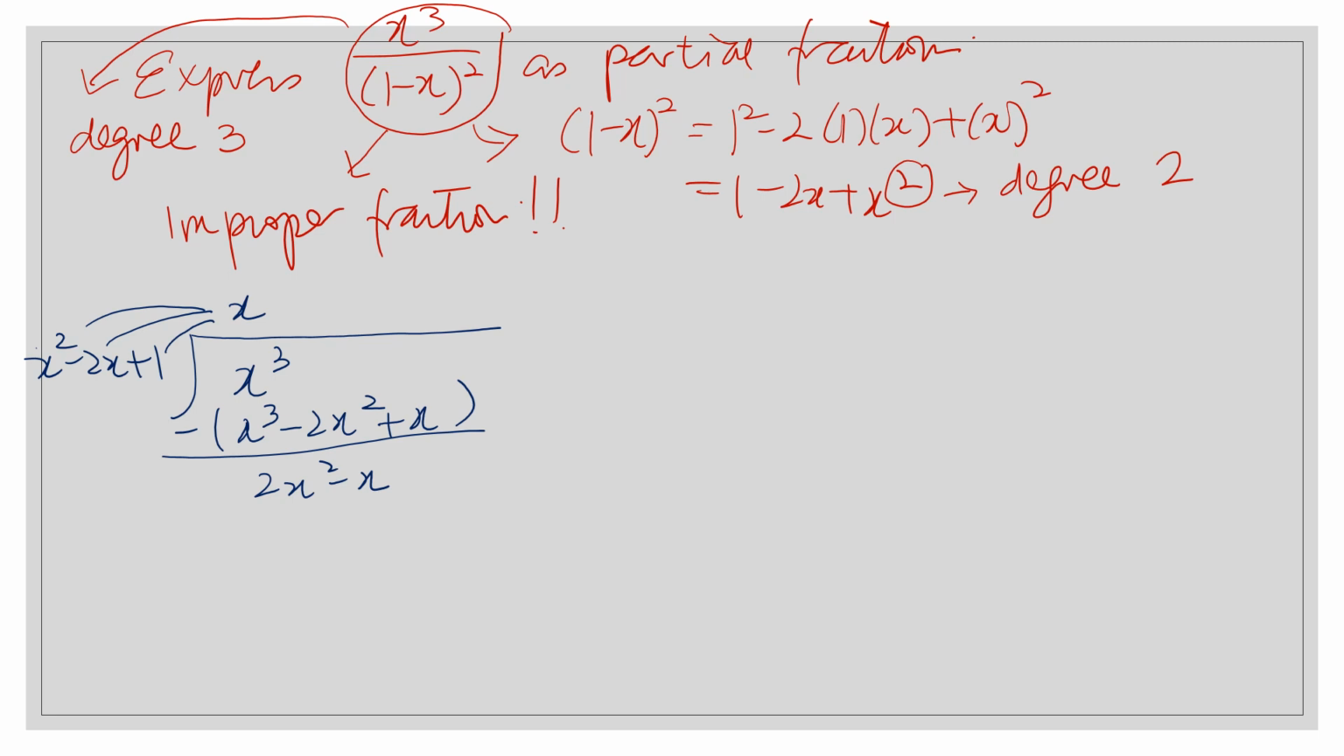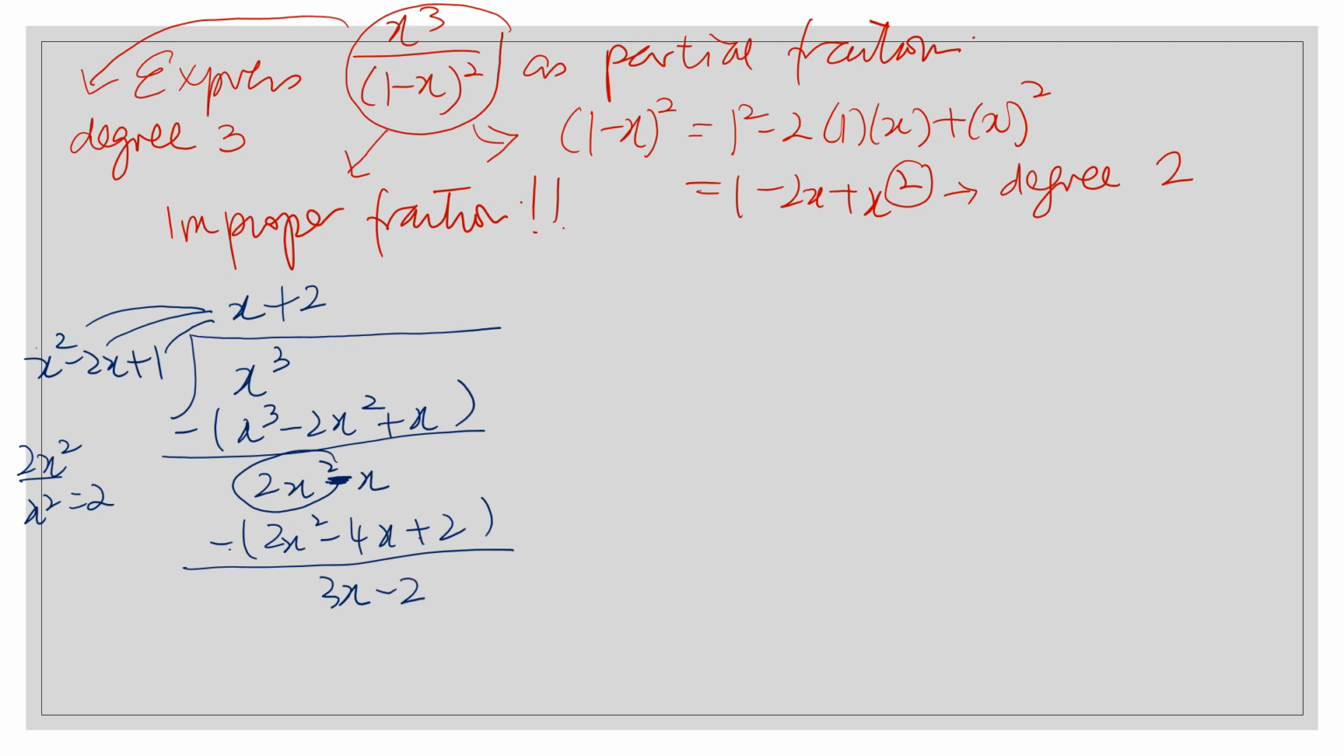We can still go on to do some more division. We can take this 2x squared, divide by the first term of the divisor, which is x squared, and that gives you 2. So I can multiply with 2 to get 2x squared minus 4x plus 2. And then if you work it out further, you will have negative x, minus and minus is positive, so negative x plus 4x will give you 3x. And then positive 2 times negative will give you negative 2.